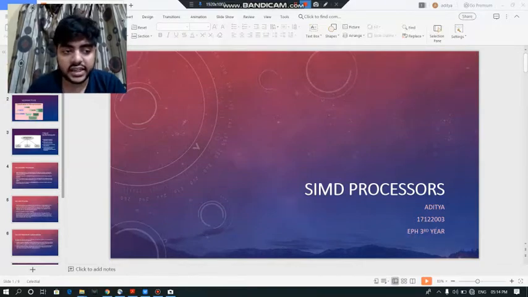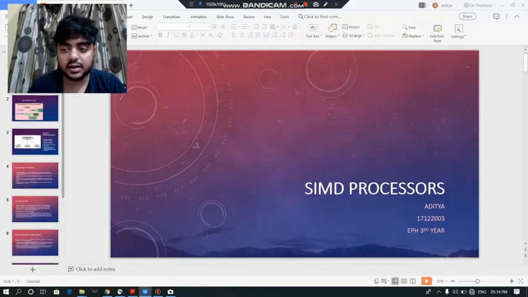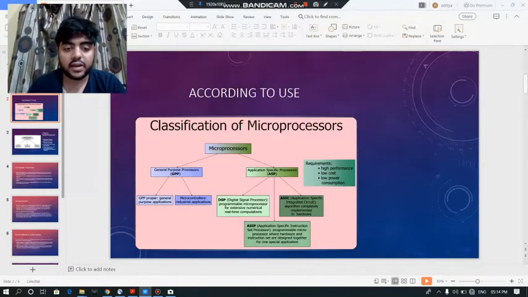Before going into further details, let's first discuss the different types of processors. Microprocessor classification can be done on various bases. The first basis which we are taking is according to use. It can be divided into general purpose processor and application specific processor. General purpose processors, as the name shows, work for general purposes like in our day-to-day computer systems or other things. Application specific, the name implies the same.